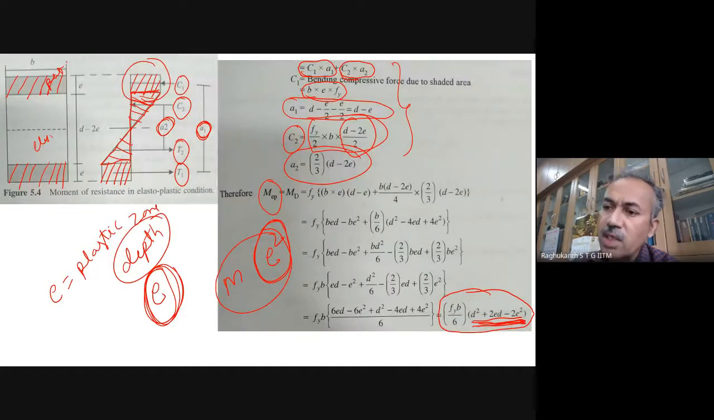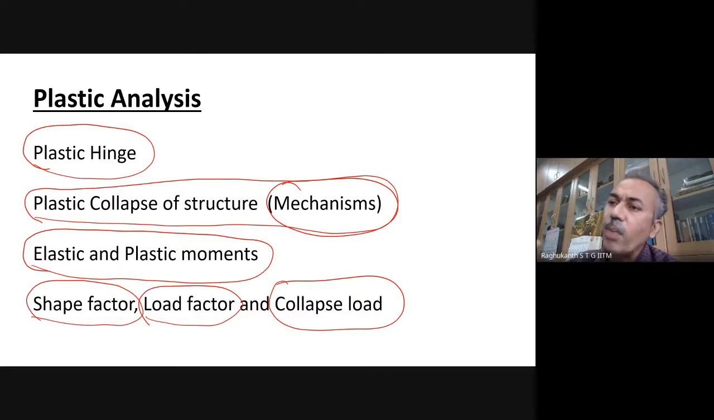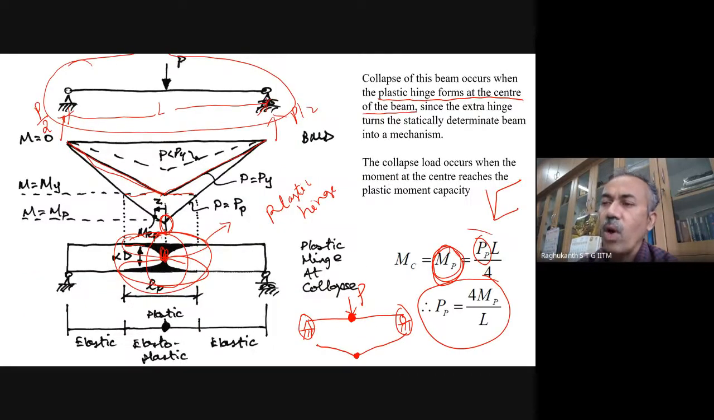We have already discussed this when we discussed the beam design and other things. Finally, these are some of the shape factors, which all of you know, and it is given in the steel tables also. Okay. So plastic analysis is essentially hinge formation and the collapse, how the structure is going to collapse. So you have to see how many plastic hinges are required, and the estimation of elastic and plastic moments, shape factor, load factor, and then the collapse load. So this is a broad procedure.